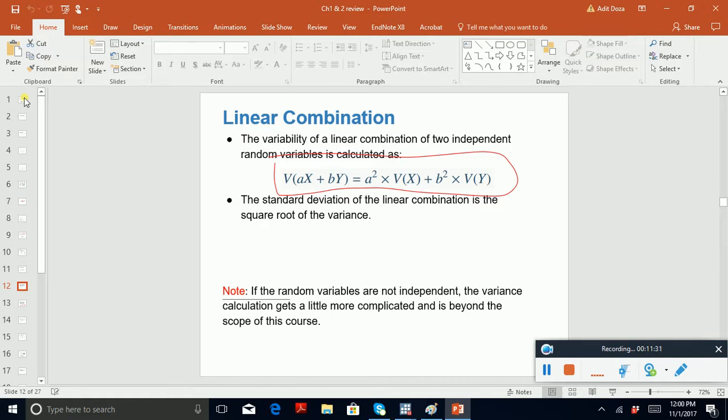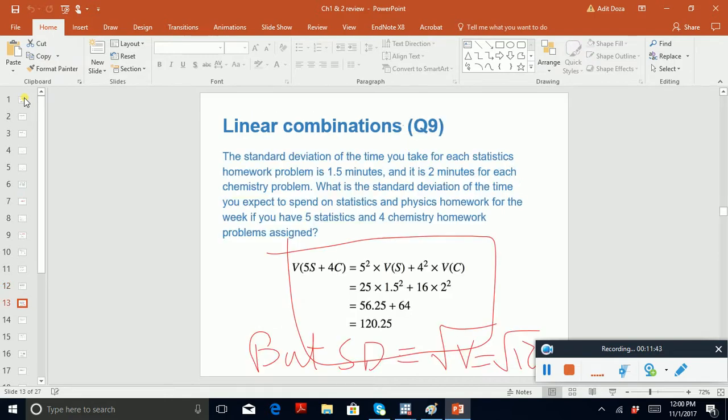Some of you did X squared times variance of A plus Y squared times variance of B. No, it should be like this. So if the standard deviation is 1.5, it should be 1.5 squared times 2 squared, and then the variance of S and the variance of C. Okay, so you get the total variance, but standard deviation is the root of the variance, so it should be the root of 120.25.